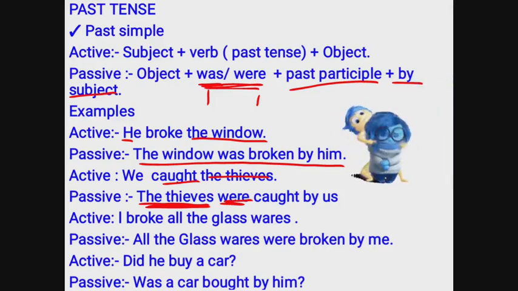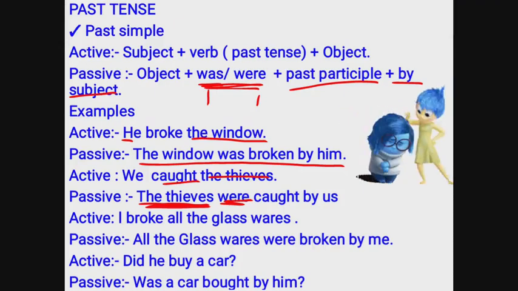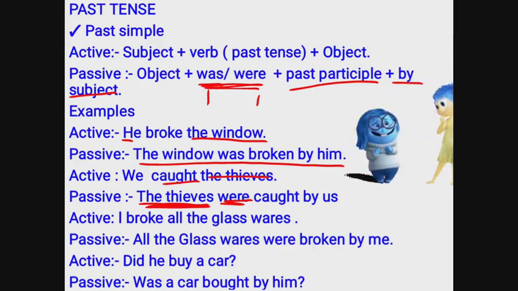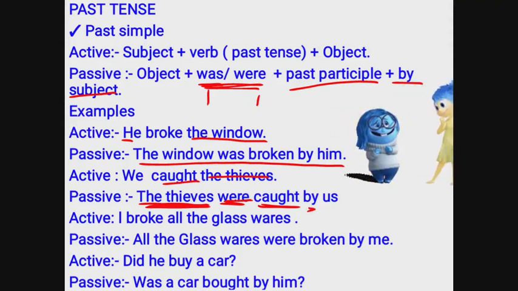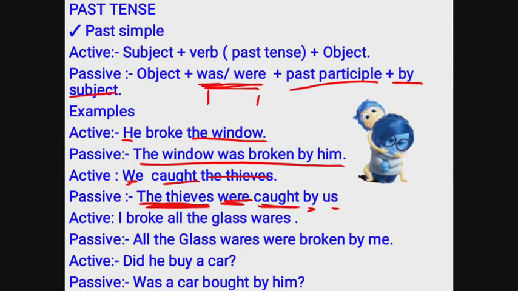What is the past participle of caught? Past participle of caught remains what? Caught. Because caught is the past tense for catch. And catch, caught, caught. Catch is present tense, caught is past tense, caught is past participle. So we use caught. Then we always add the what? The by. Then we will change to what? Us, which is your plural pronoun. Your we will change to what? Us.